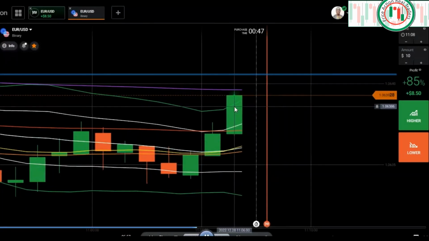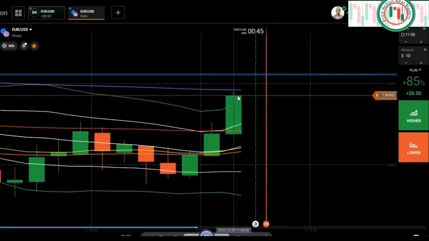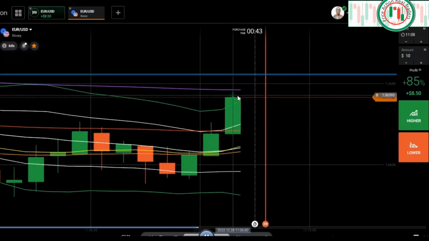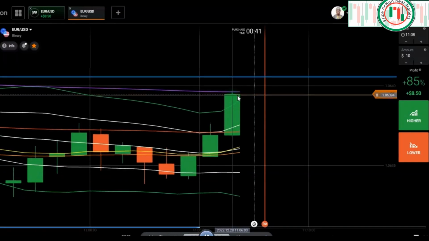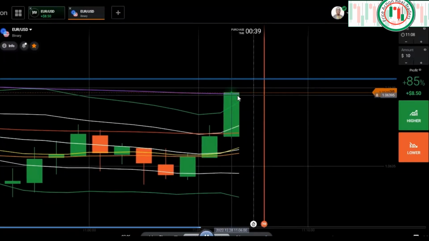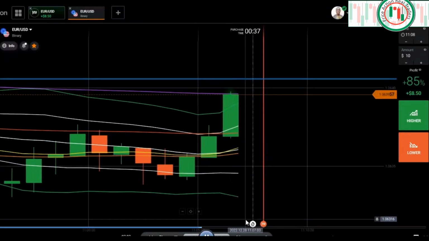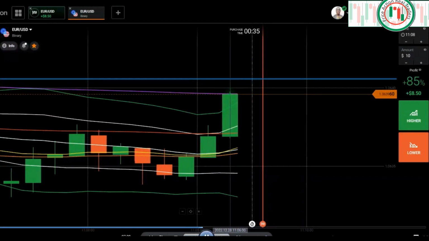So you see, market is touching 100 EMA, but you see rejection.